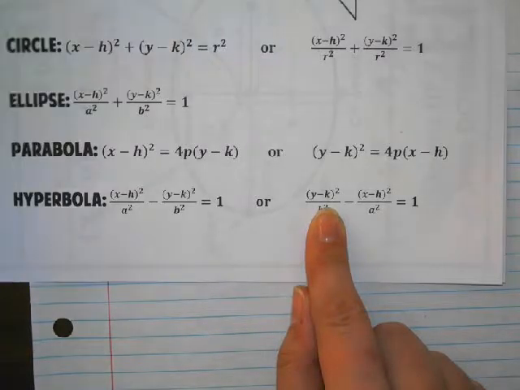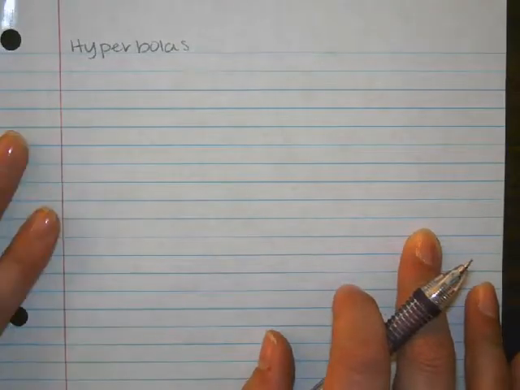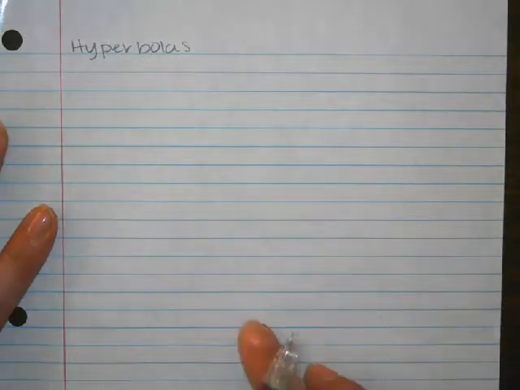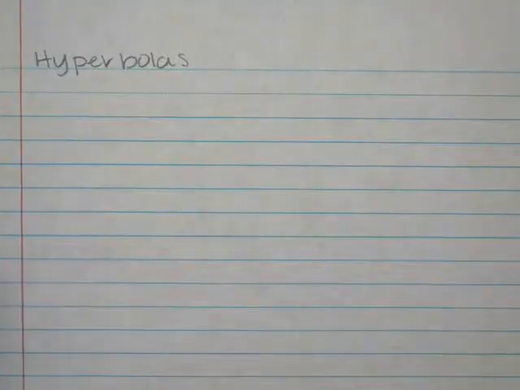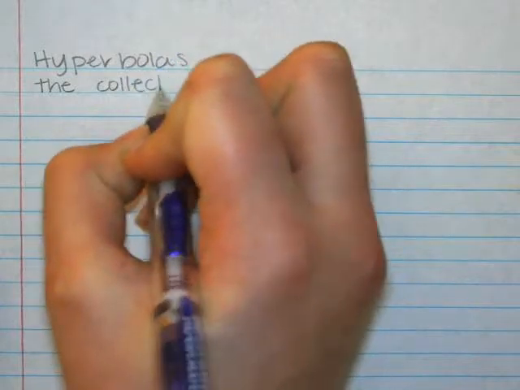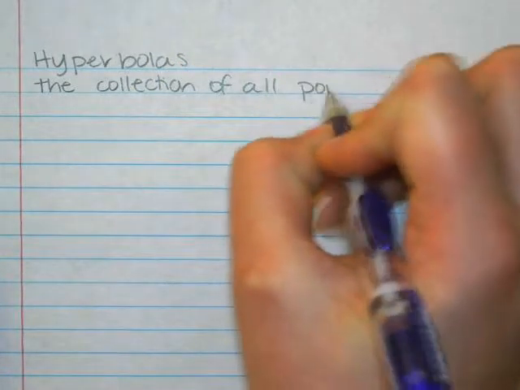All right? Okay. So let's go ahead and start off with what a hyperbola is as it's defined. So we're going to say the collection of all points in a plane, because that's how they all start. So a hyperbola is the collection of all points in a plane.